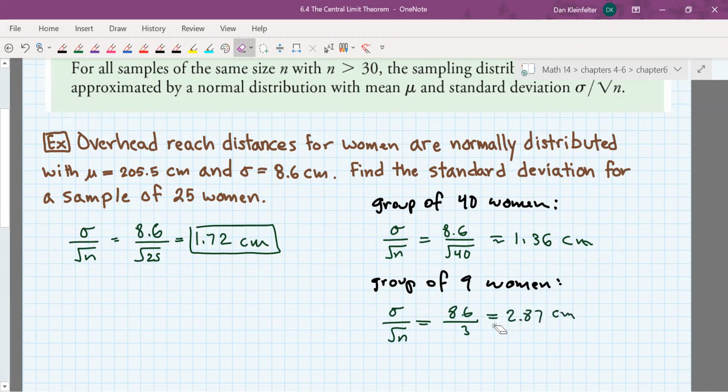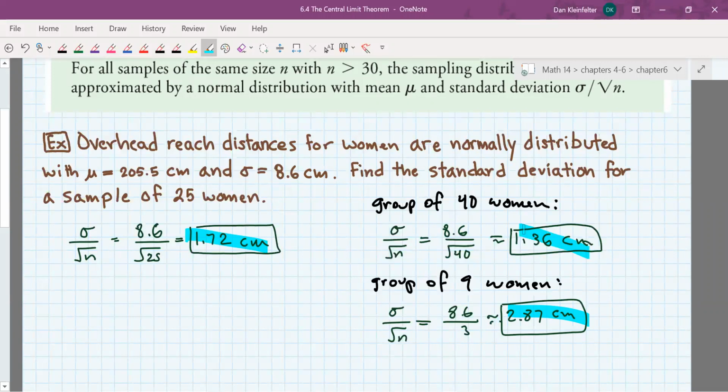Again, what we're calculating is basically how variable the mean is if we take groups of women of a certain size. If you have a group of 9 women, the mean is going to be relatively more variable than if you take a group of 25 women. And if you take a group of 40 women, that's an even bigger group, it's going to be even less variable. So the bigger the group size is, the less variable the means will be, is basically what this is saying.